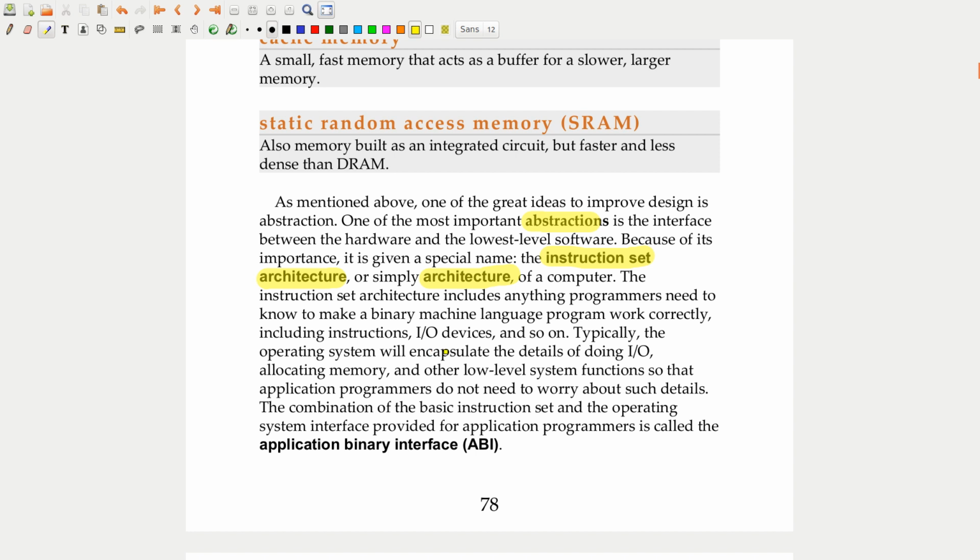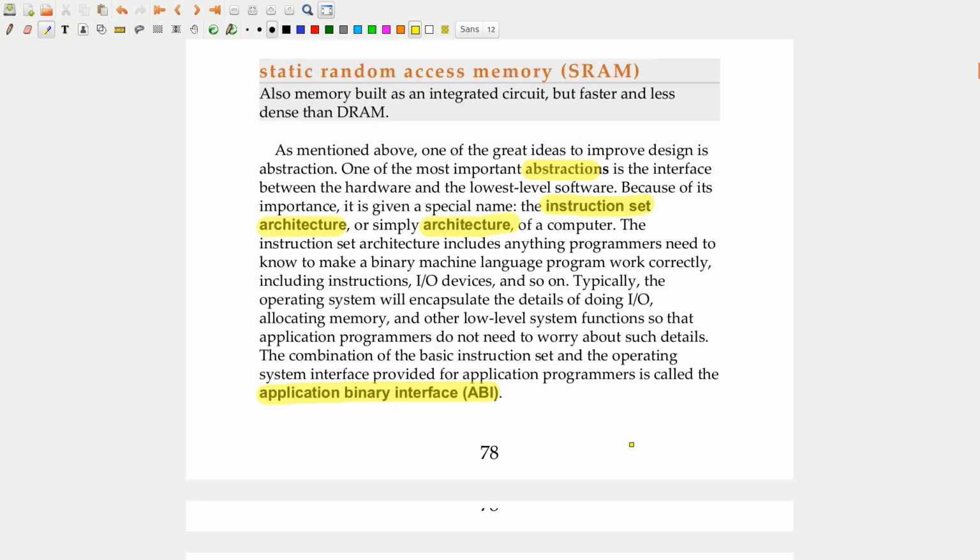Typically the operating system will encapsulate the details of doing I/O, allocating memory, and other low-level system functions. That's what we mean by system software, so that application programmers don't need to worry about such details. The combination of the basic instruction set and the operating system interface provided for application programmers is called the ABI, or Application Binary Interface. So the ABI is how these applications are going to interface more directly with the hardware. Okay. So let's move on.